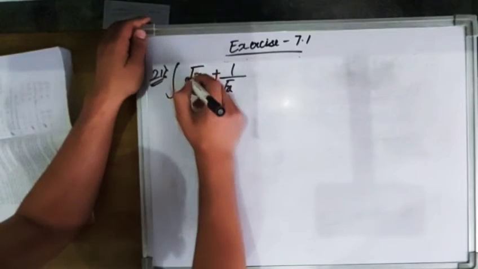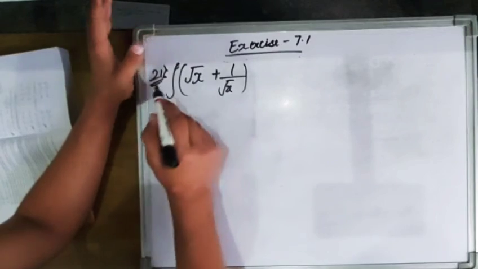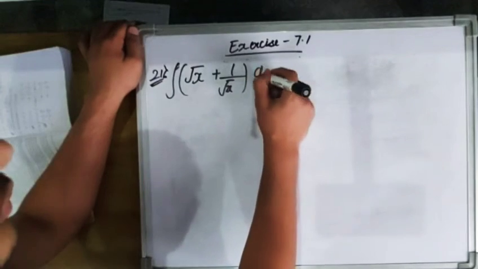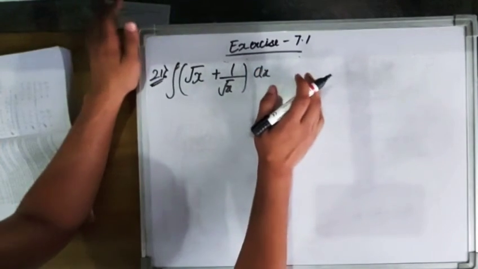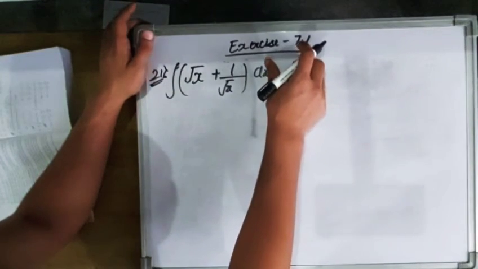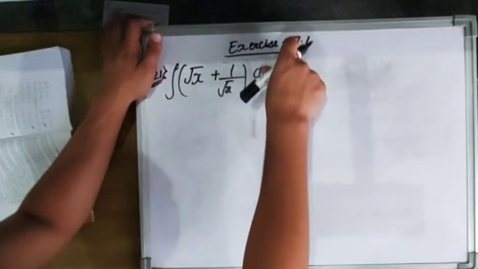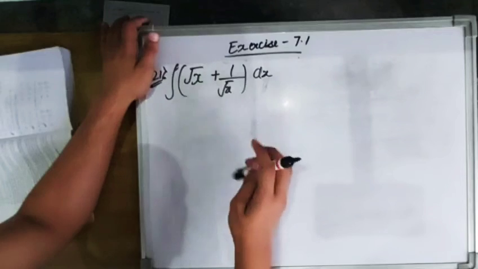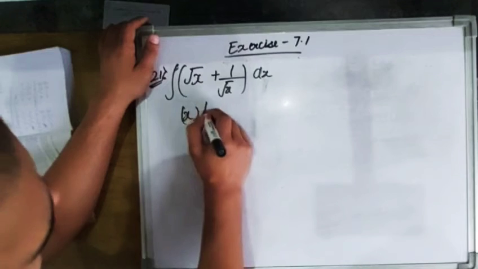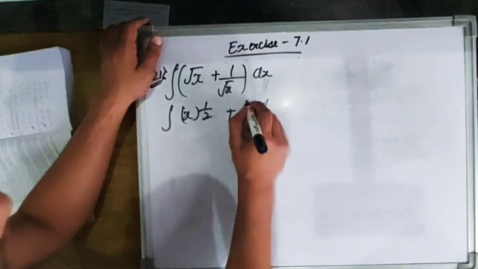Students, if you are finding the antiderivative or integral, remember to write the sign of integration. This sign shows that we are finding the integration. And if we are integrating with respect to x, write dx. If with respect to y, write dy. Here we are integrating with respect to x, so write dx. Now we simply apply the rule of integration: x raised to power 1 by 2 plus x raised to power minus 1 by 2.